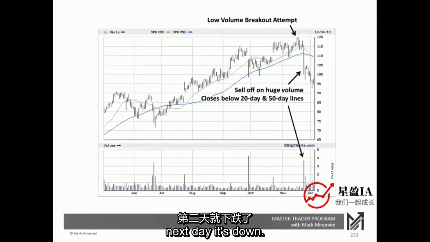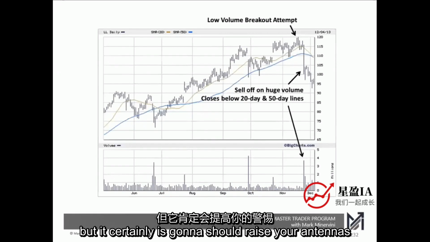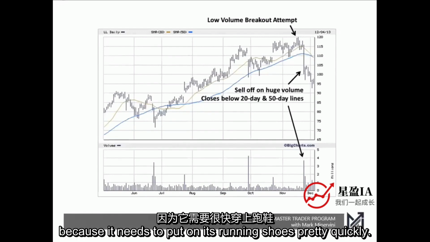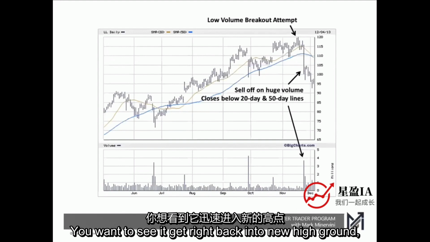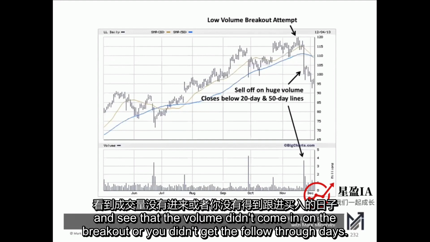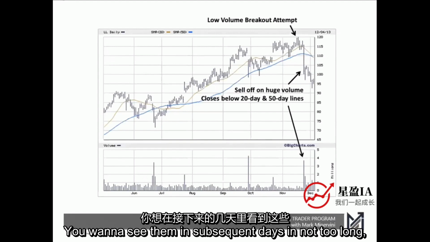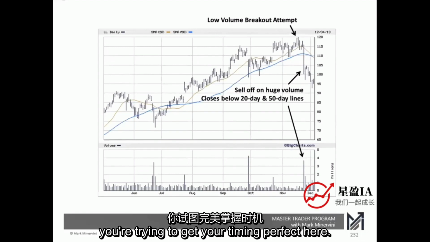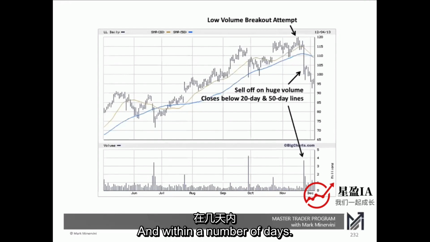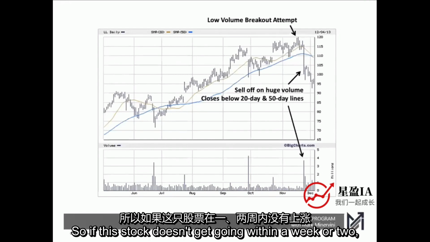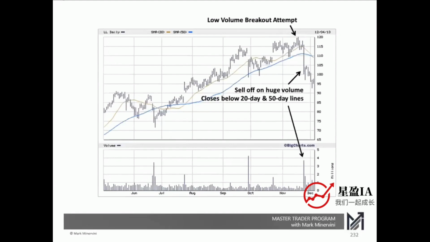It doesn't mean you necessarily sell. You see a one day breakout, next day it's down. That's not a sell signal, but it certainly should raise your antennas, and you should start watching it carefully because it needs to put on its running shoes pretty quickly. You want to see it get right back into new high ground. If the volume didn't come in on the breakout or you didn't get the follow through days, you want to see them in subsequent days, and not too long. You're trying to get your timing perfect here. So if this stock doesn't get going within a week or two, you probably mistimed it pretty severely.